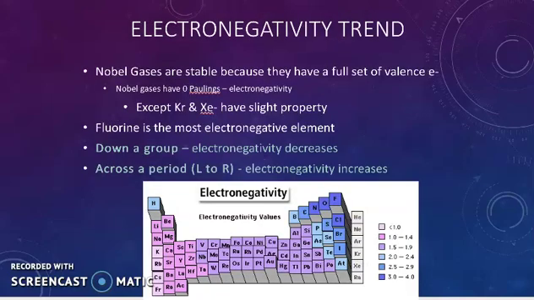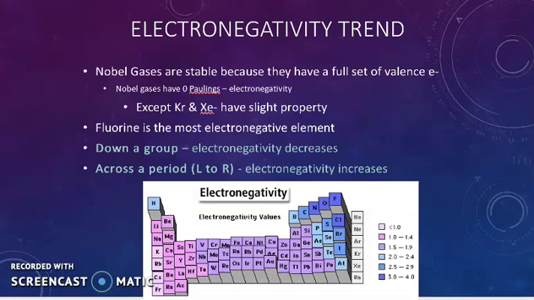If we look at the trend for electronegativity, our noble gases have about 0. It doesn't really take effect because they're pretty much stable, don't want anybody's electrons, and don't want to get rid of electrons. So noble gases have 0 Paulings for their electronegativity. Remember, Paulings is the unit that we use to measure it. An exception to that is krypton and xenon. They have a slight property, so they kind of want to take electrons sometimes. They're kind of reactive sometimes. But overall, noble gases are stable. They have their full set of 8 valence electrons, so they have 0 Paulings for electronegativity.